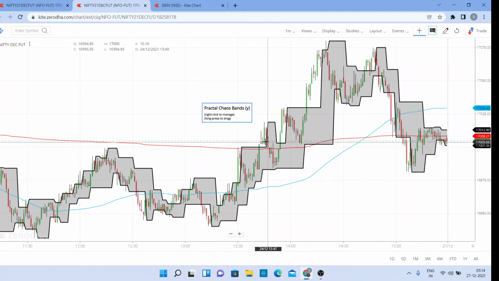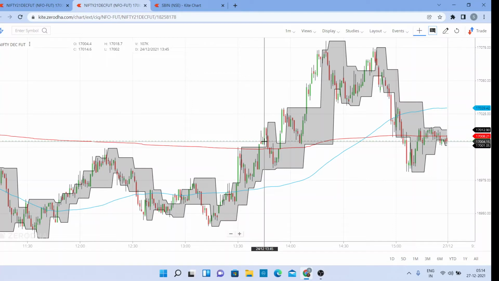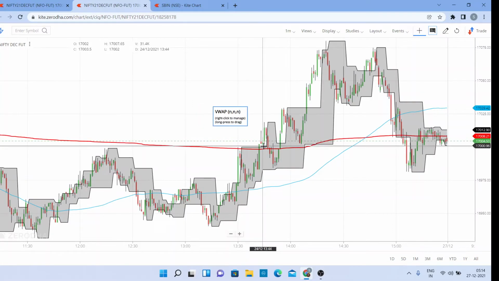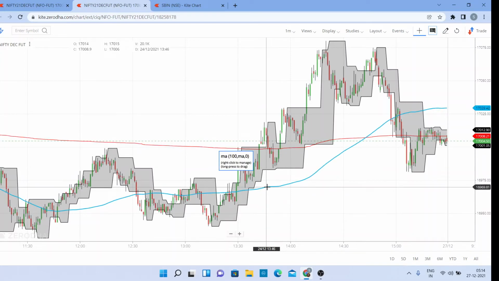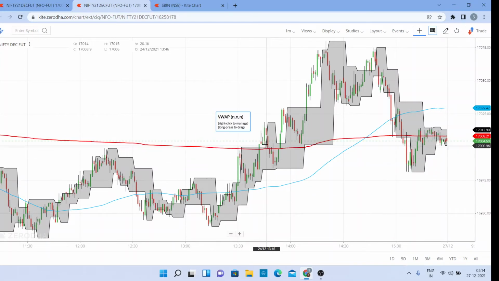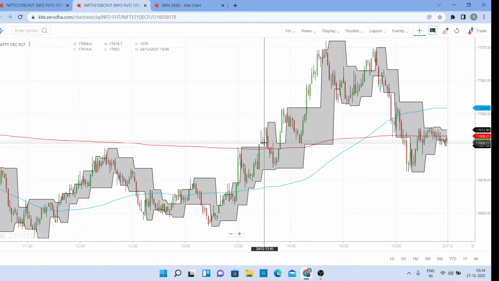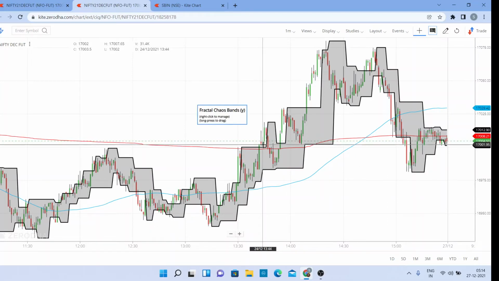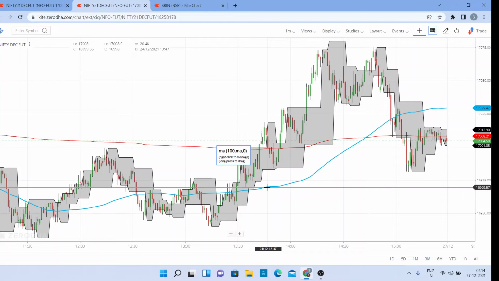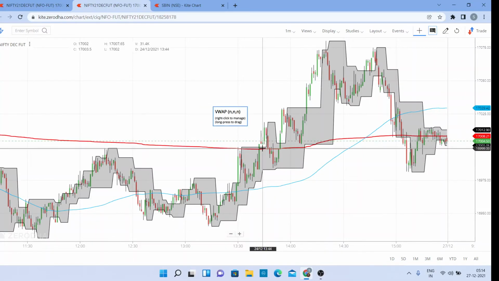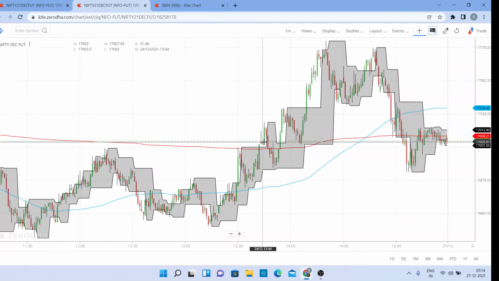As you can see at 1:45, again the price has broken out of the fractal band, right? And it's above my VWAP. It's also above EMA 100. So now I can enter a buy trade. In this case, I would prefer my stop loss to be the EMA 100 line, because obviously VWAP is very close to my entry point.